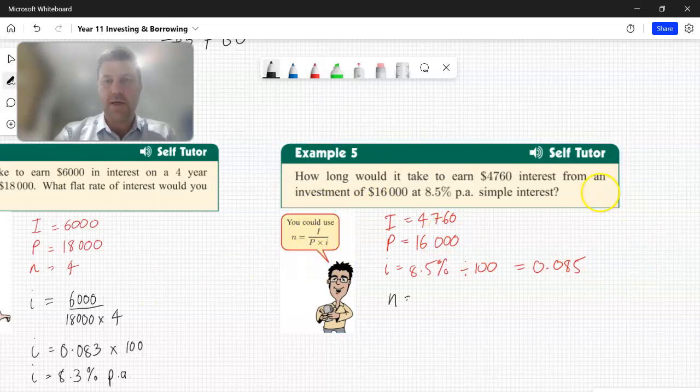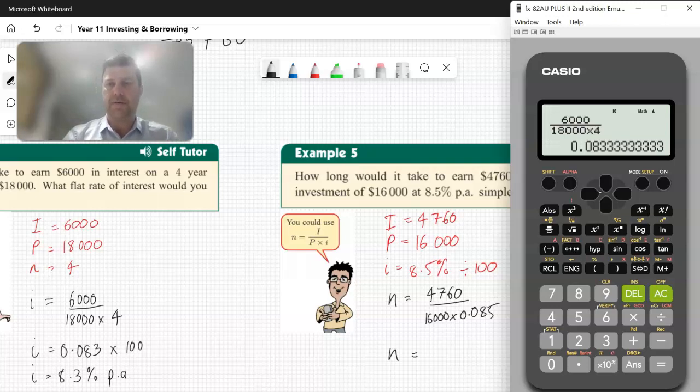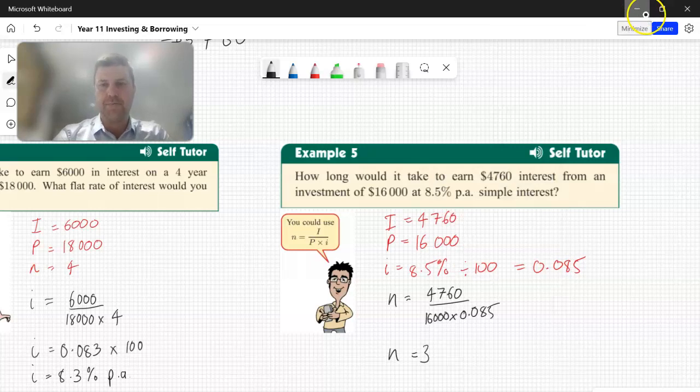So the number of years is going to be equal to 4,760 over 16,000 times by 0.085. Again, just go ahead and pop that on your calculator to get the final answer. 16,000 times by 0.085. There we go, and convert it. So 3.5 years. So 3 years and 6 months.